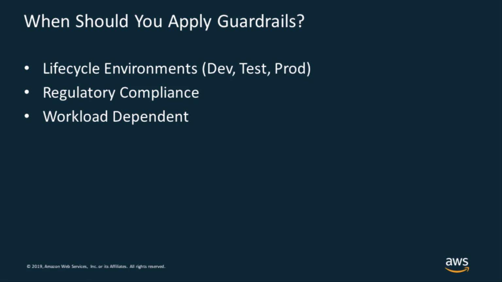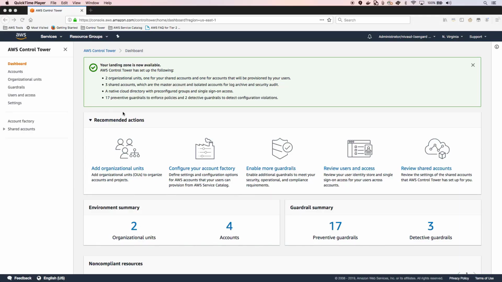A third consideration is workloads. If you're going to be running RDS in a certain environment, you probably want to apply the guardrail which disallows public access to Amazon RDS database instances. You may have more ideas on when to apply a guardrail. At the end of the day, your approach to guardrail application will depend on the situation and the use case you're trying to solve. To the Control Tower dashboard.